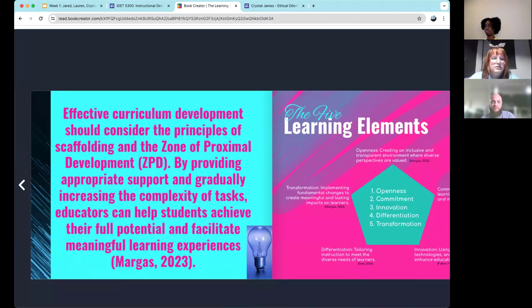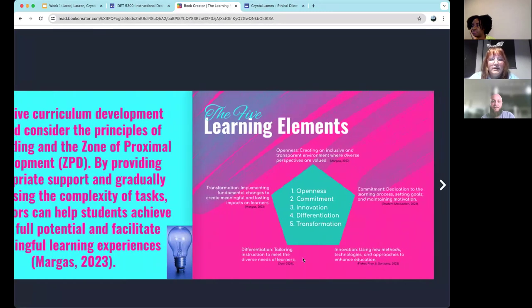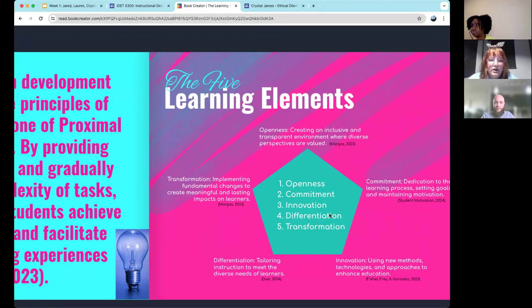So the first thing, effective curriculum development should consider the principles of scaffolding and the zone of proximal development. By providing appropriate support and gradually increasing the complexity of tasks, educators can help students achieve their full potential and facilitate meaningful learning experiences. The next is the 5 learning elements. These are important to consider with your new curriculum.